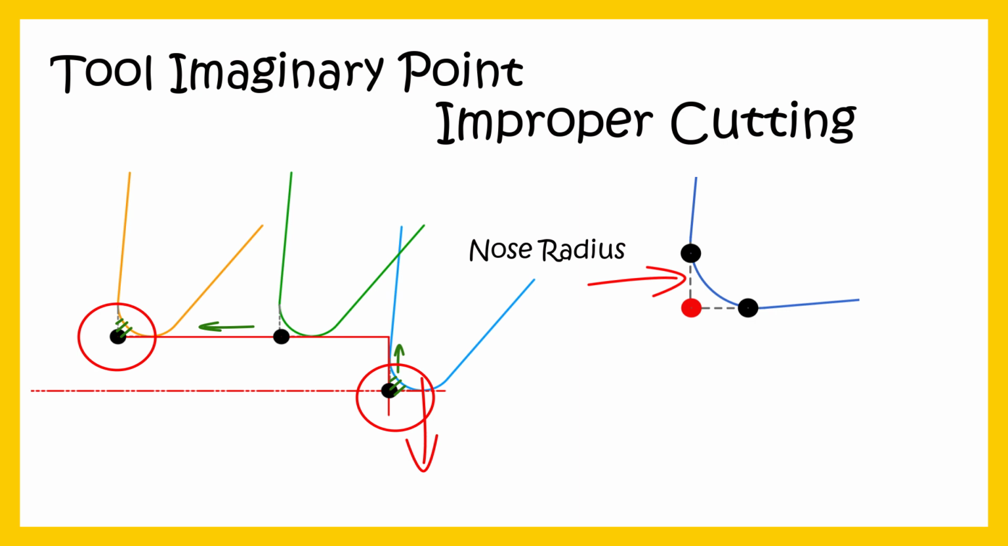Similarly, after checking point number 3, we can say that if we move cutter in forward direction by the value equals the distance between cutting edge contact point and the imaginary point, we can achieve proper cutting, or we can say proper material removal. This value also equals the cutter nose radius.